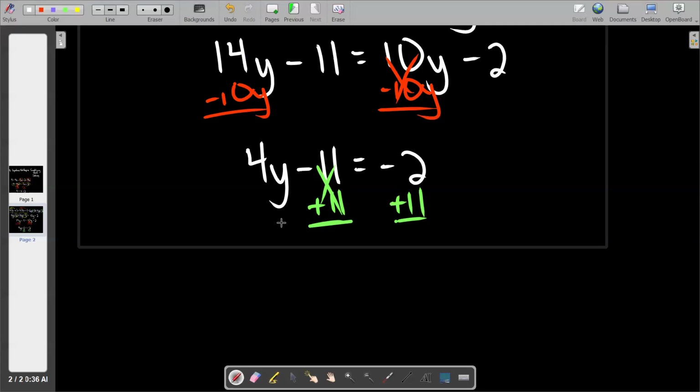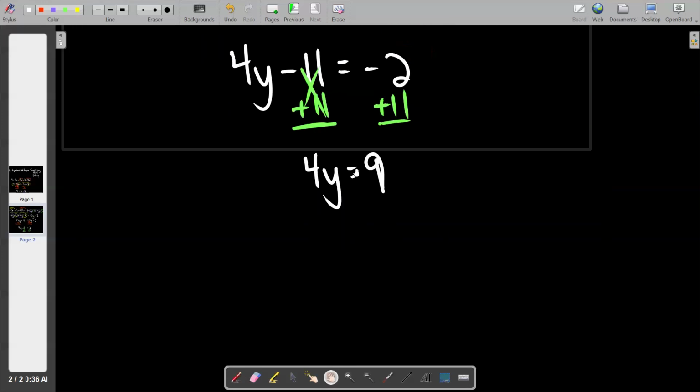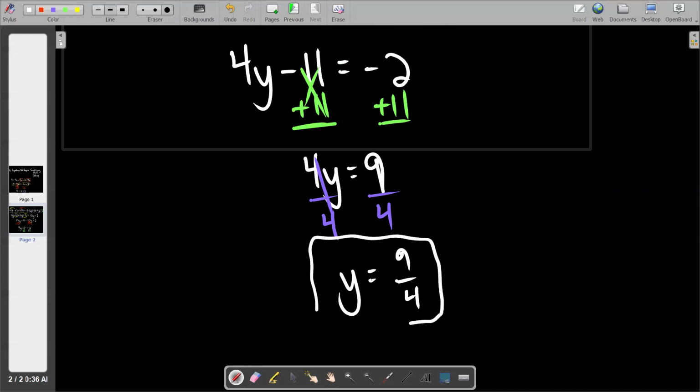Next line, what does it say? 4y equals 9. Perfect. And finally, to finish the job, what do we do? What are we going to get? Yep. Just a fraction. Look at you doing 5-step equations like it's nothing.